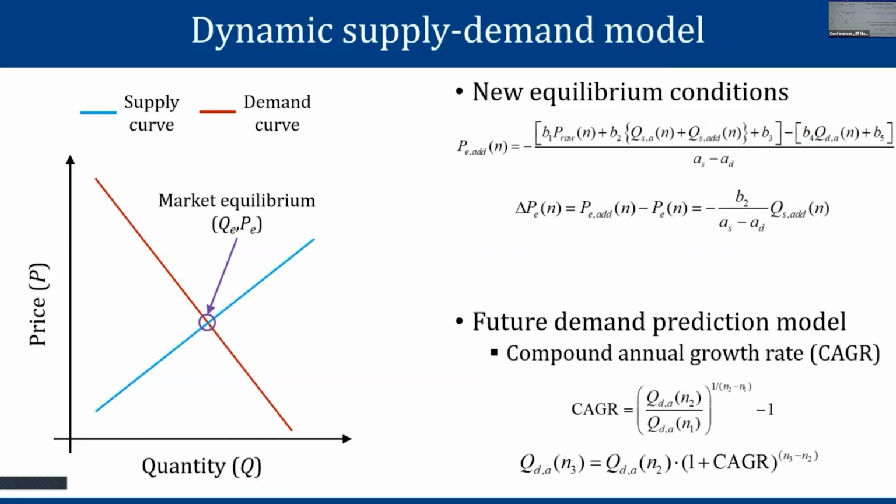So once we identify all the optimal values of the parameters, we can use the dynamic supply-demand model to predict the future market equilibriums. To predict the future demand of the product, we used the concept of compound annual growth rate, which can be expressed as mathematical equations like this.